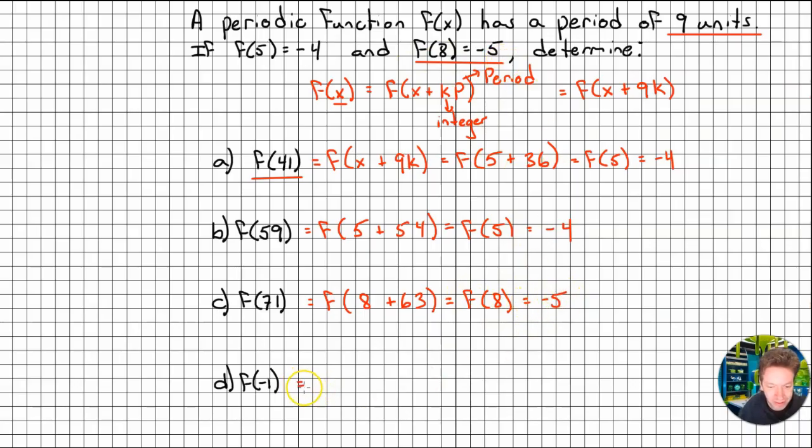Well, what about this one? F of -1. Well, again, we just need x plus 9k. Okay, k is an integer, so it can be negative. I could make k -1. And if k were -1, this would be equal to f at something minus 9. Okay, what minus 9 is equal to -1? Well, 8. So that's the same as f at 8, which has a value of -5.